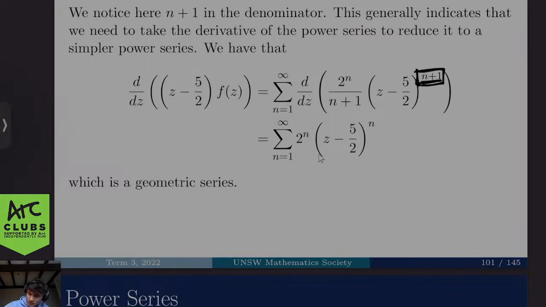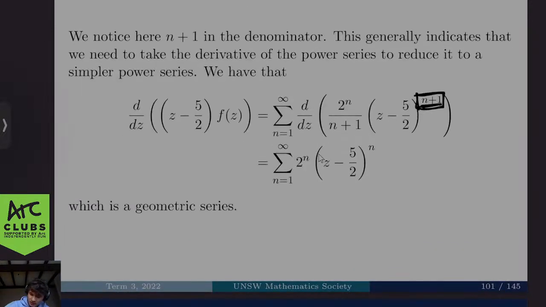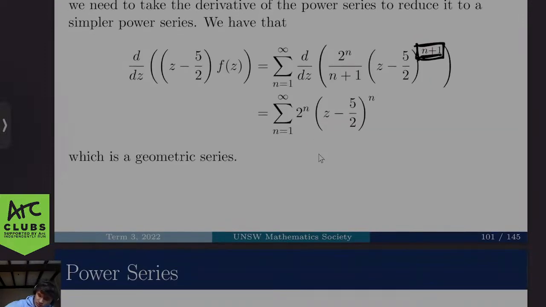Okay, and now what we want to do is cancel out this n plus 1. And to do that, we take the derivative of everything. The reason why is because then I can take that derivative inside the sum, and then notice that inside here, I can actually just calculate that derivative. It's not too bad. You can see that the n plus 1 cancels out really nicely, and we're left with just this. So essentially, we're left with this expression.